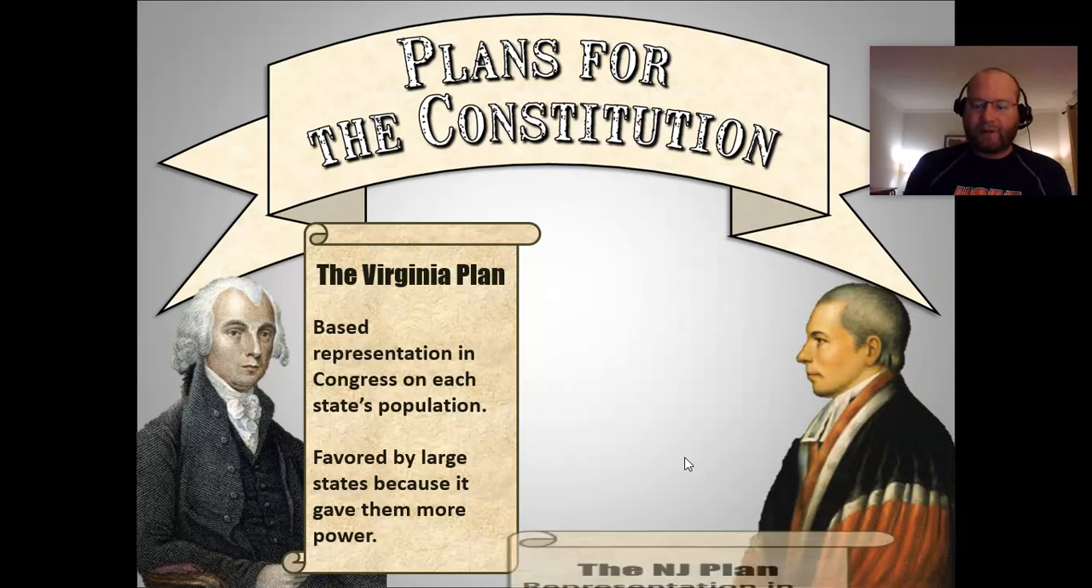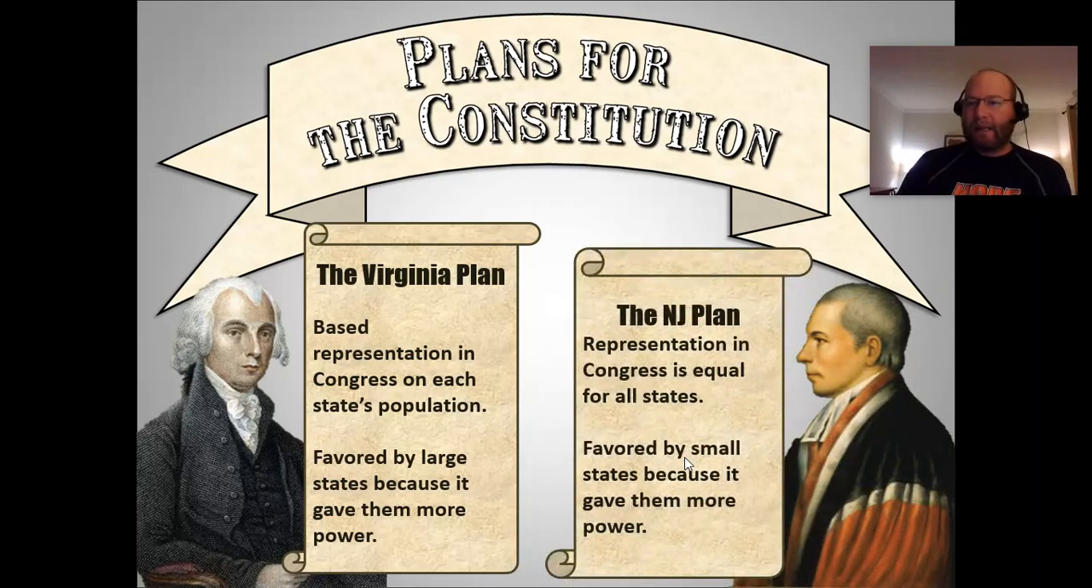Now, on the flip side, the smaller states didn't necessarily like that. So some of them get together and they draft this thing called the New Jersey Plan. New Jersey, again, being a smaller state in terms of population, where representation in Congress, they argue, should be equal. Hey, we're all in this thing together. There are 13 of us. We should all have equal representation. That's what occurred under the Articles of Confederation. Each state had that one vote in Congress. The New Jersey Plan basically had the same thing. So it actually gave small states more power than the larger states, or at least equal power.